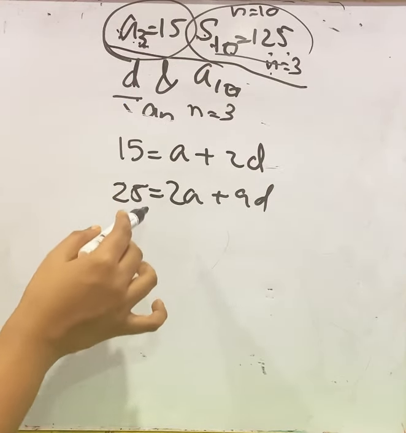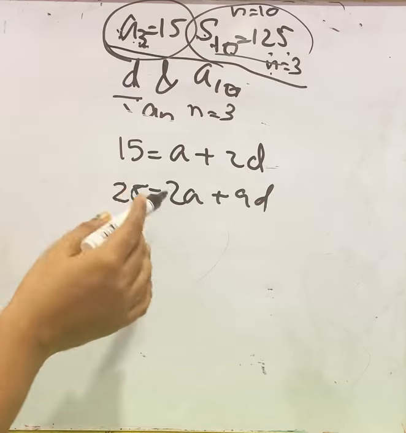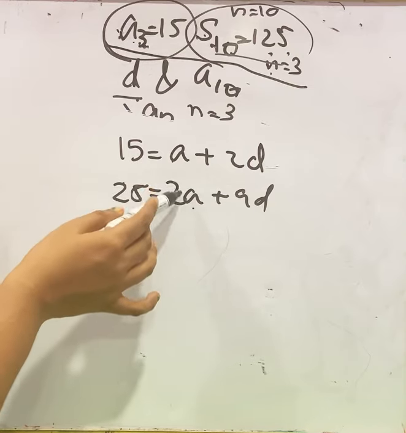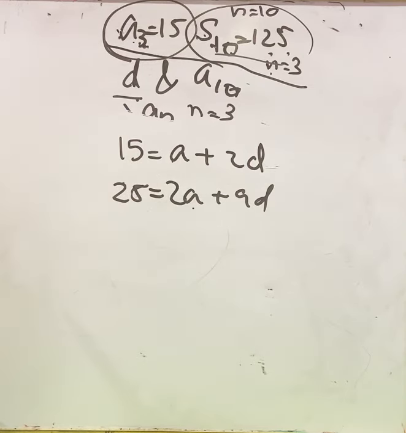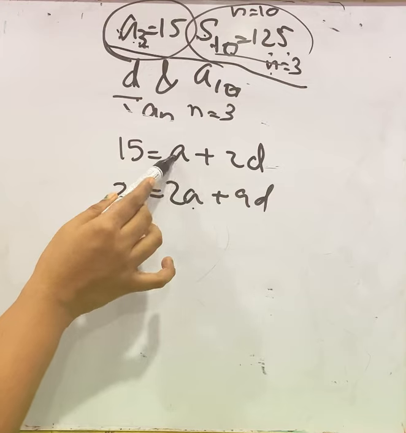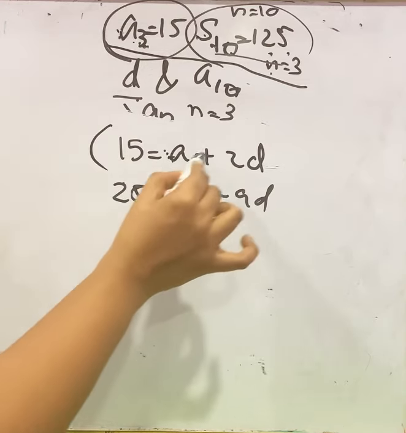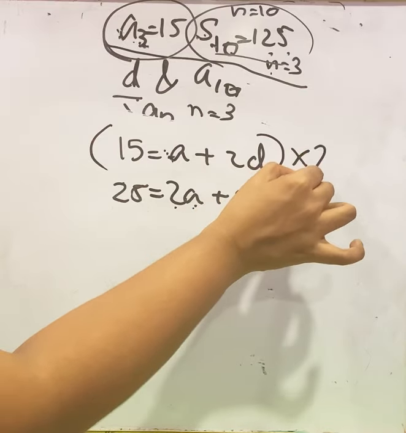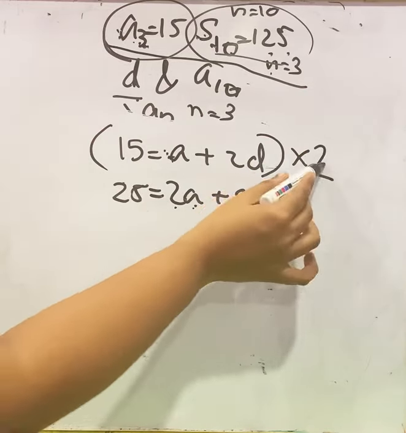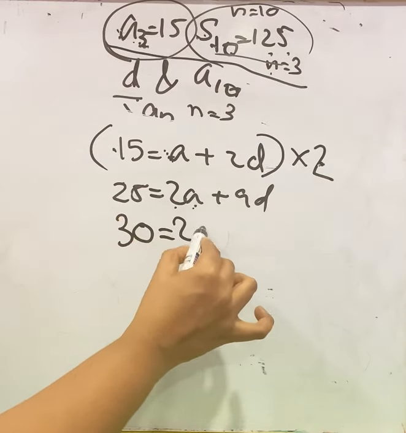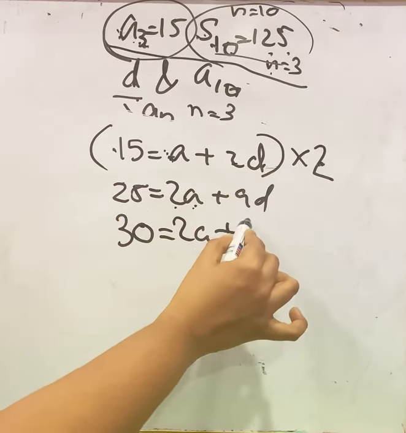Now we want to apply the elimination method to find the variable values. That is, we have to find A and D here. So first we have to make any of the coefficients the same. Here we have A and here we have 2A. To make this 2A, we want to multiply the whole equation with 2. Then this equation becomes 2 into 15, 30 equal to 2 into A, 2A plus 2D into 2, 4D.